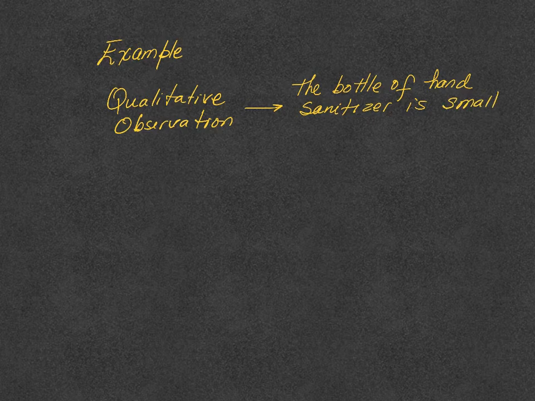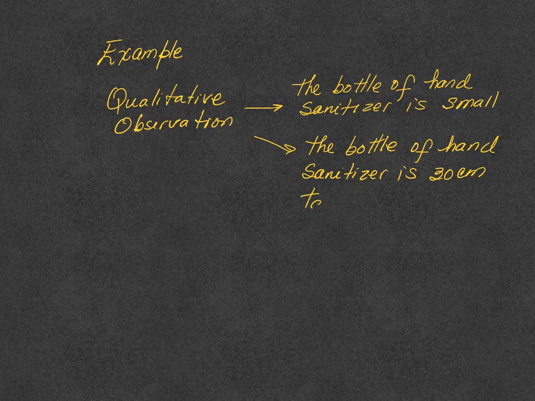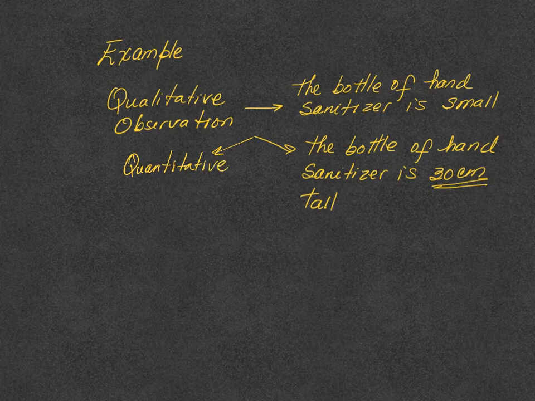That's a qualitative observation because you're not using numbers. If I say the bottle of hand sanitizer is, let me see, 30 centimeters tall, what type of observation do I have in there? Please, if you can unmute yourself, help me here. If you're using numbers now, what type of observation do you have? You have quantitative observations.